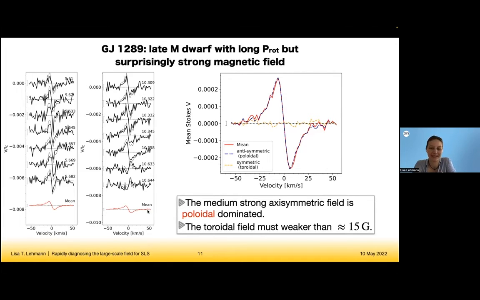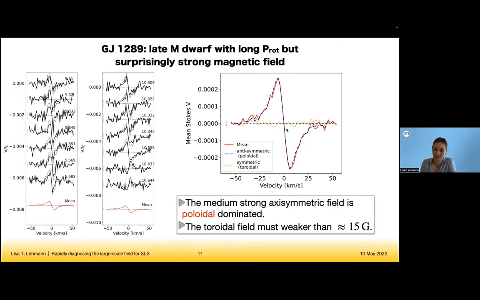And now you can already tell me if the field is axisymmetric or not. So we have a significant non-axisymmetric field because the mean profile is quite small compared to the mean subtracted profile. And decomposing the mean profile now into its symmetric and antisymmetric part, we see straight away this field is poloidal dominated.